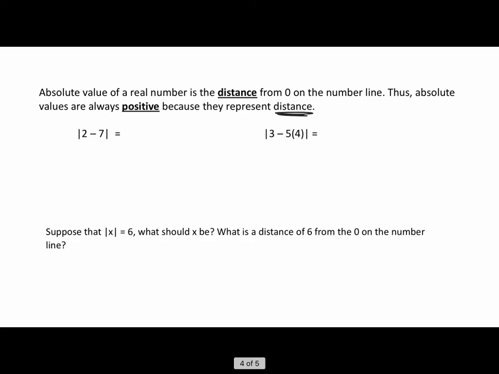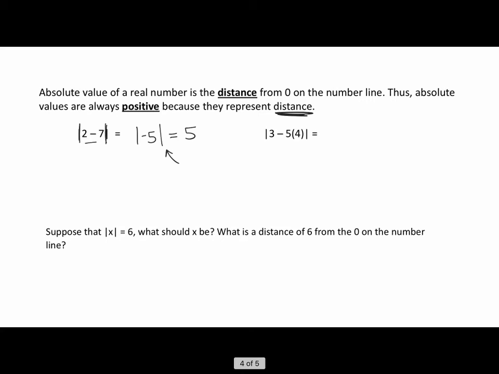So if you were to simplify this statement with the absolute value of 2 minus 7, it doesn't just make everything positive inside of the absolute value. You have to simplify inside first. So 2 minus 7 is -5. And then you can look at the absolute value, which is: what is the distance from 0 to -5 on the number line, and that is 5 units distance.